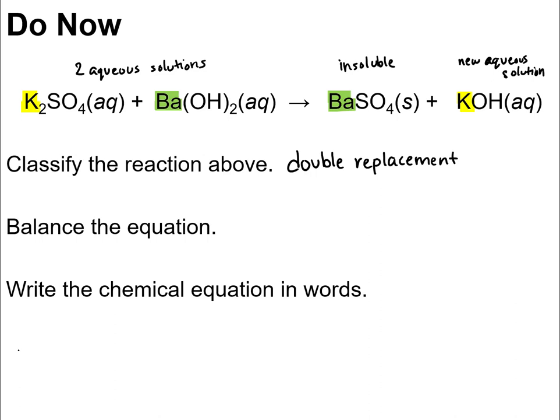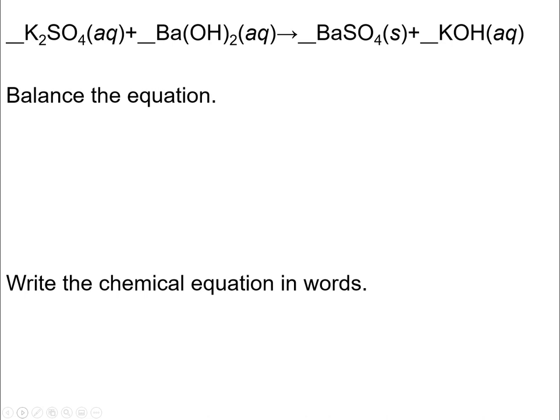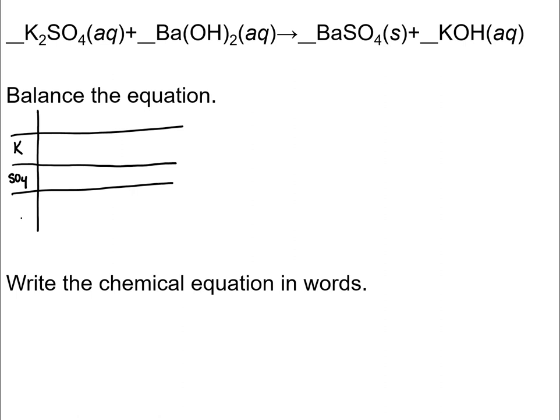To balance the equation and write the chemical equation in words, I'm going to switch to a new slide that'll give me a little bit more room. So before we can actually start balancing, you always need to take stock of where you are. And to do that, I make a little chart. Now I see the SO4 and the OH on both sides. That means that I can keep my polyatomic ions together. Then it's just a matter of counting up what I have on both sides.